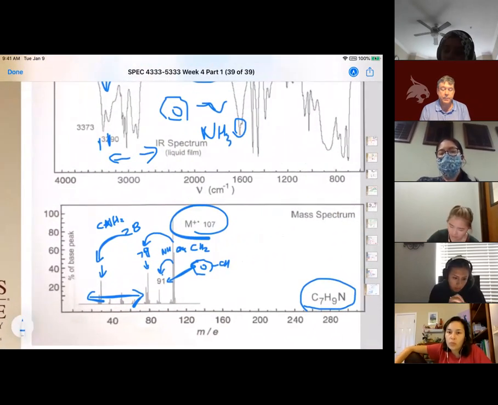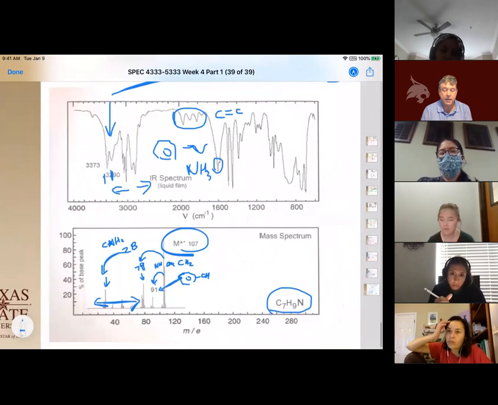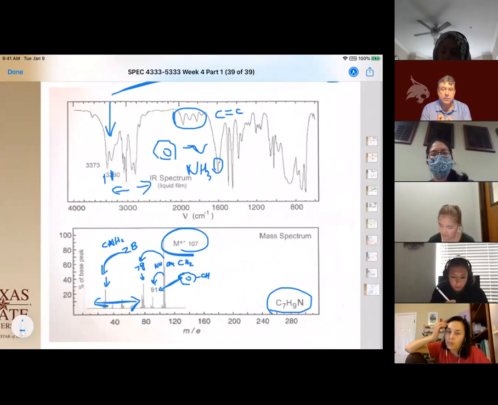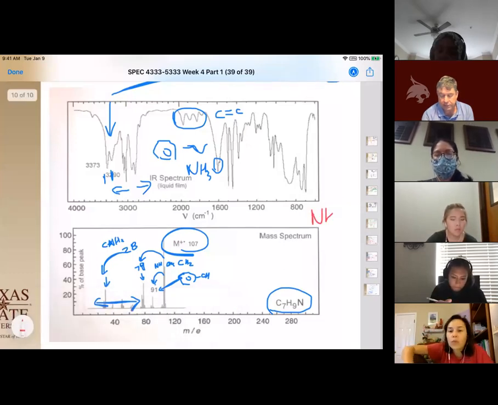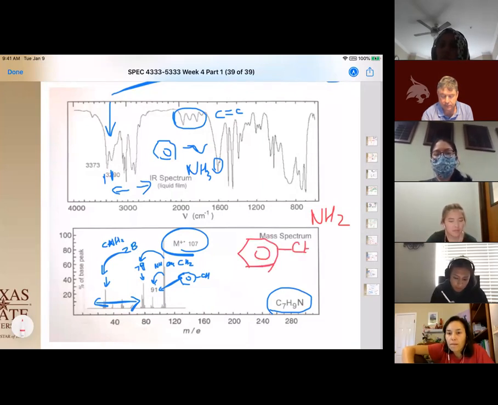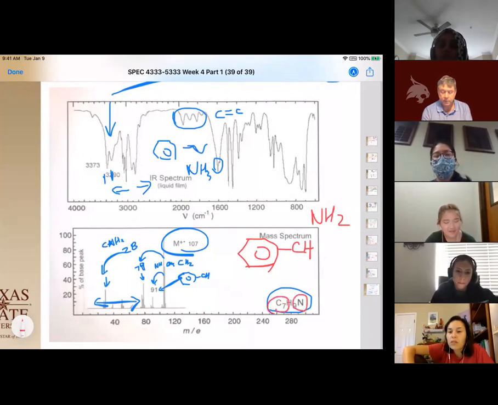All right, so that's the information we can gather from our mass spec. That's the information we gather from our IR. So what's our answer? So we have NH2. We have CH something. Let's see. 1, 2, 3, 4, 5, 6, 7. And a hydrogen.